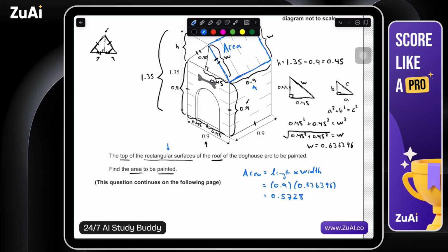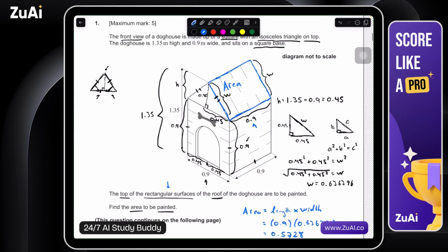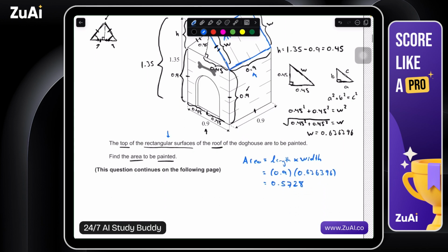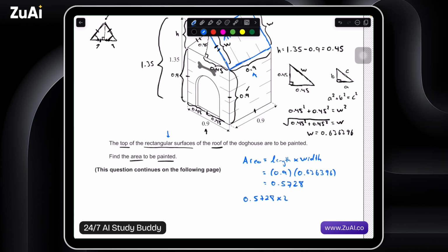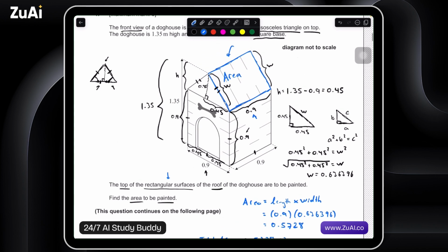And of course that's just one of the faces. There's also one on the other side here. So we're going to multiply that by 2. So let's take 0.5728 and multiply it by 2. 0.5728 times 2, and this should give us, so let's call this total area, a value of 1.15. And then if we wanted to, we could write meters squared.